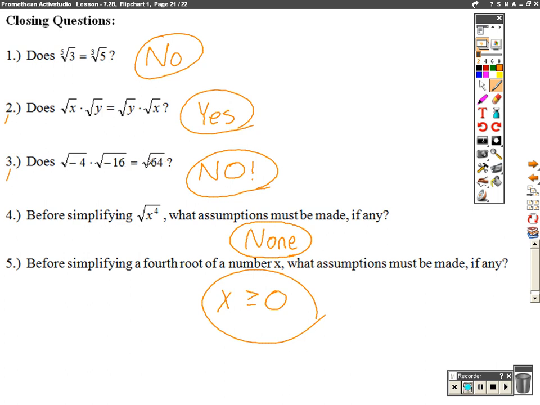Number 3, I know you would think yes because -4 times -16 is positive 64. However, if you look back at our rule of the product rule of radicals, these radicands must both be non-negative, and when they are negative like they are here, we have to do something different. We will discuss that later in the chapter.